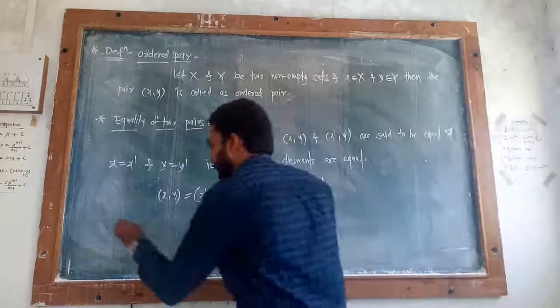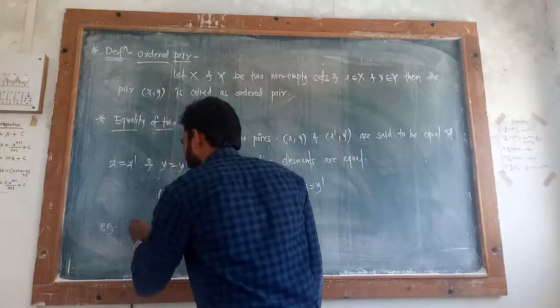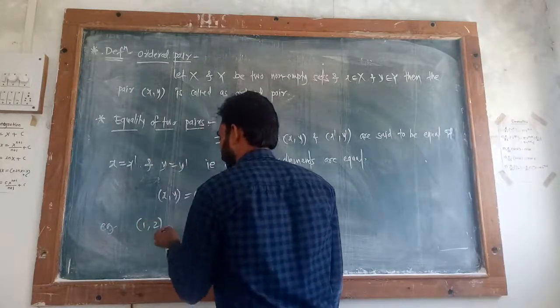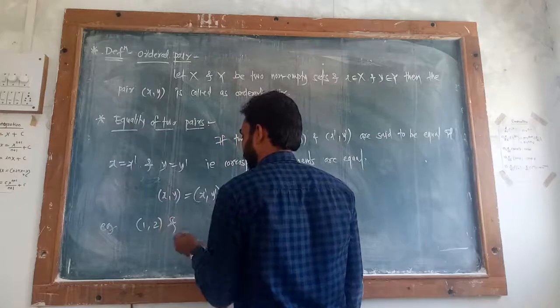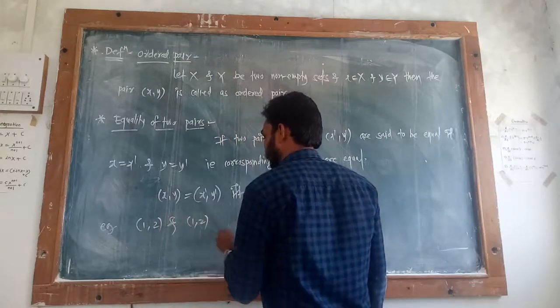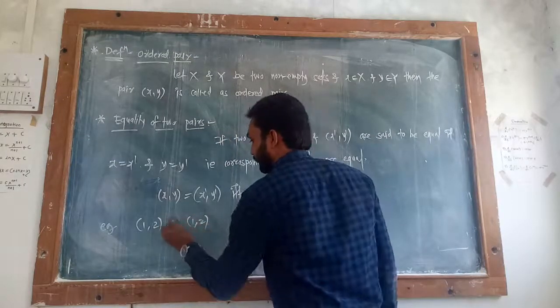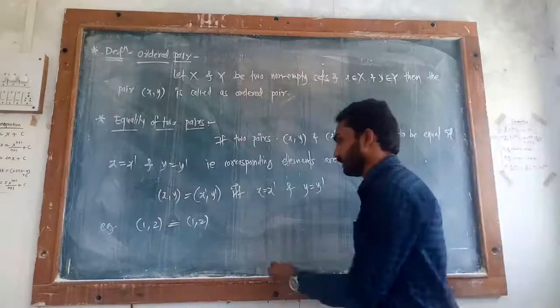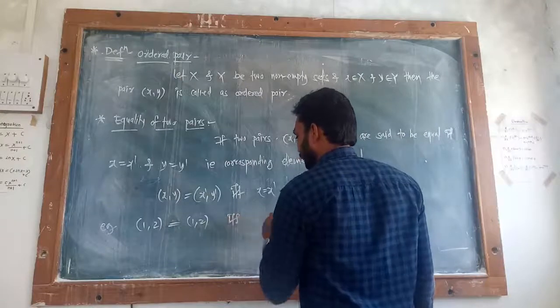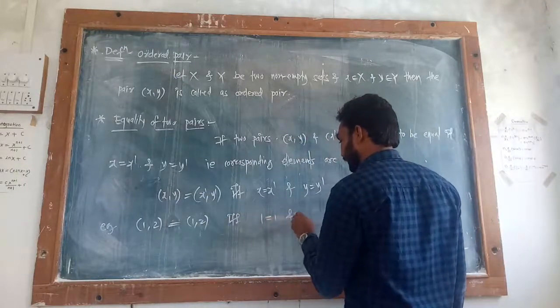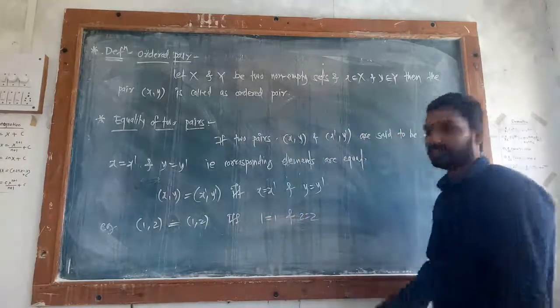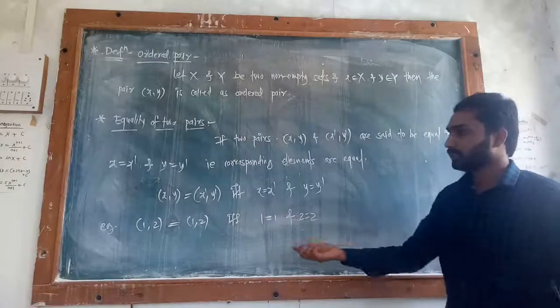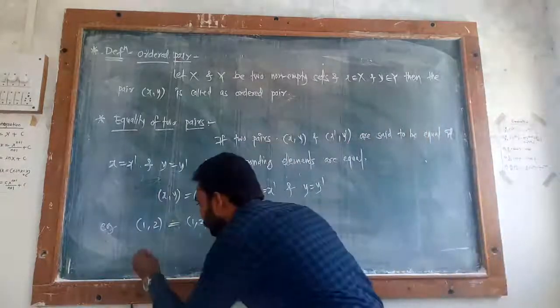Right? Let us take an example. That is 1, 2 and 1, 2. These two pairs are equal, right? They are equal because 1 equals 1 and 2 equals 2. Both conditions hold. Therefore, these two pairs are equal.